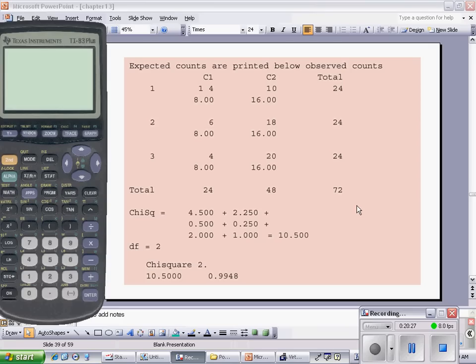So that pretty much wraps up the chi-squared test for homogeneity. Your homework over this for Friday is 17 and 21, but that should give you a good idea of how to work the problems. I'll also put this on the website.